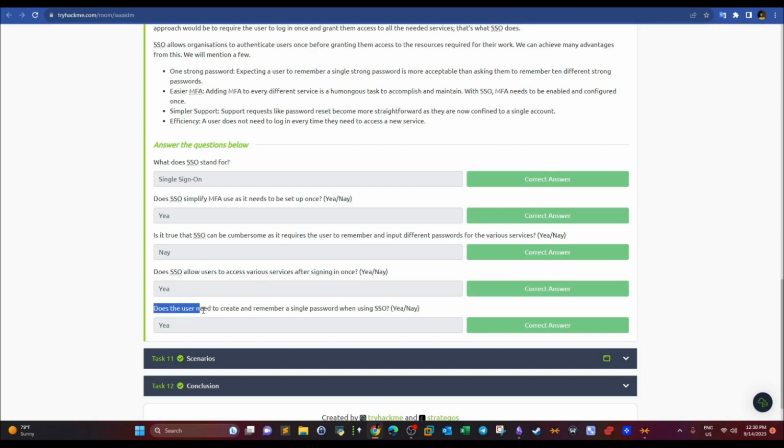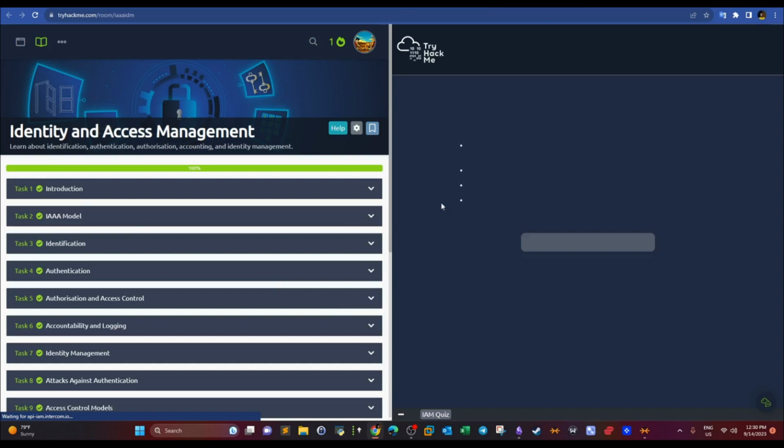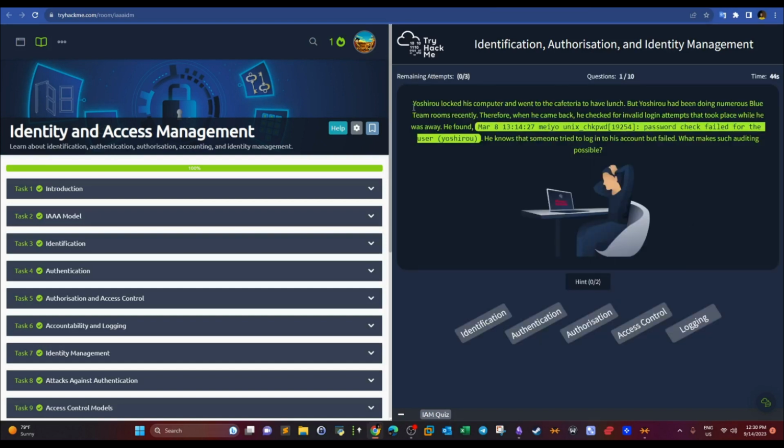Does the user need to create and remember a single password? Yes, it's a single password for a single account. Now to the scenario. This is a timed quiz. Okay, so let's start. We have timing here, so we're going to make sure we hit the time correctly.